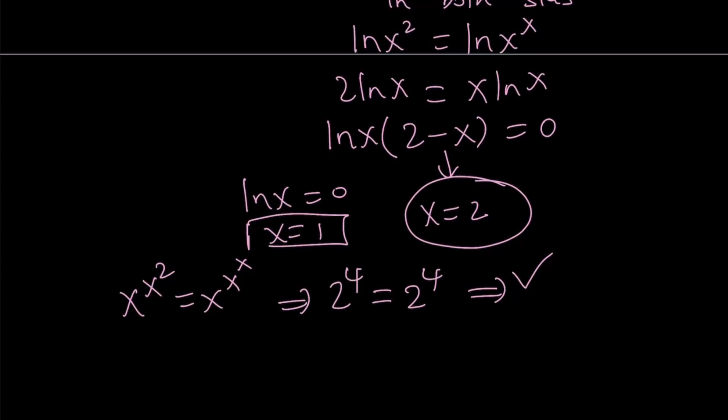So far, we got two solutions, x equals 1 and x equals 2. Are there any negative solutions? So we're going to be looking at the graph, and then I'll go back and forth to check for the negative solution. All right, let's go ahead and take a look at the graph.